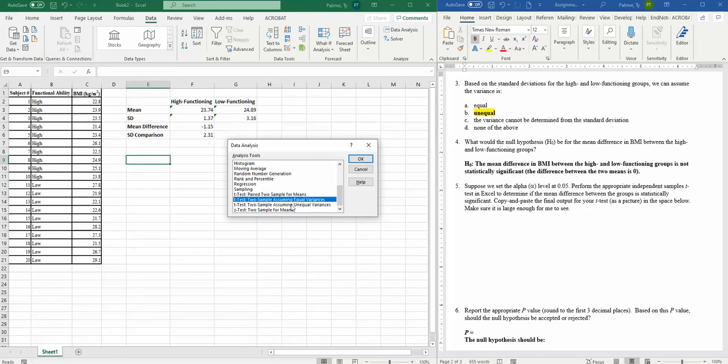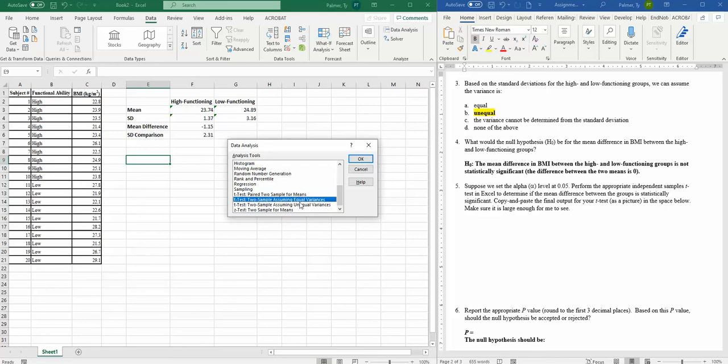Now it becomes a question, which one of these 2 are we going to choose? Both of these 2, if you look at the PowerPoint, are independent samples t-tests. Equal variances and unequal variances, the 2 sample assuming, are both considered independent samples t-tests.